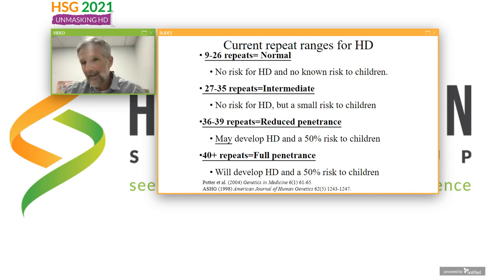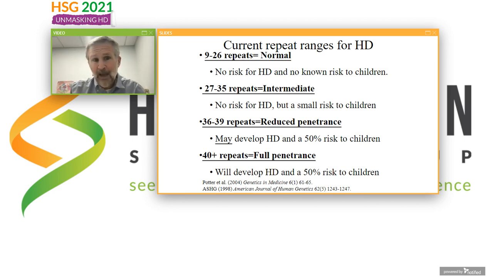And so if somebody has a genetic test for Huntington's and both of their repeat numbers are between 9 and 26, we call that a normal result. What we mean by a normal result is that repeat numbers in that range do not cause Huntington's, and they also are not at risk for expanding when they're passed on to the next generation. So the official way we would interpret repeat numbers in this 9 to 26 range is that they do not cause Huntington's, and there's not a significant risk for the repeat number growing when they're passed to the next generation.